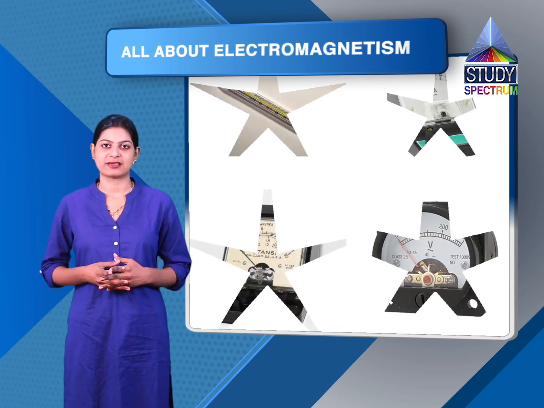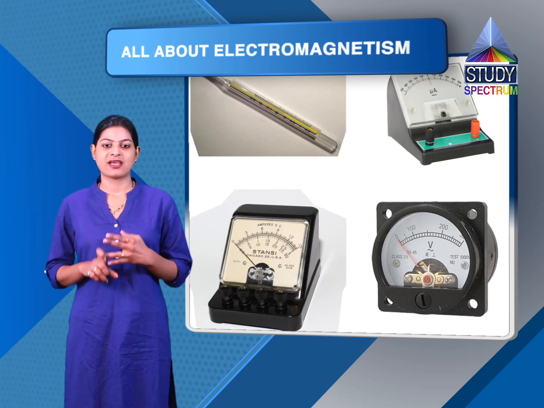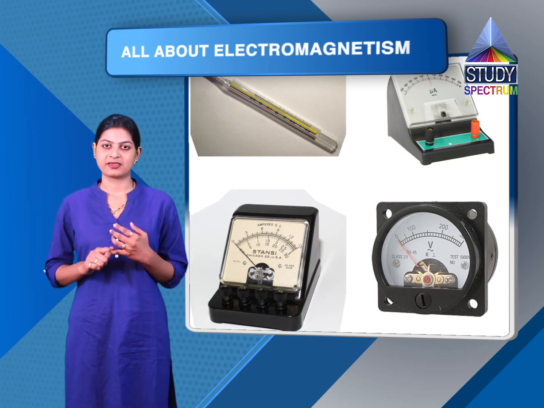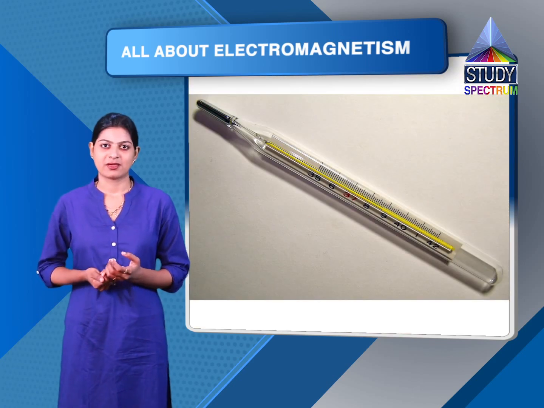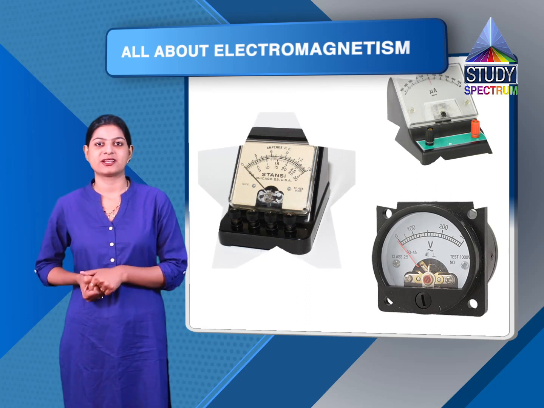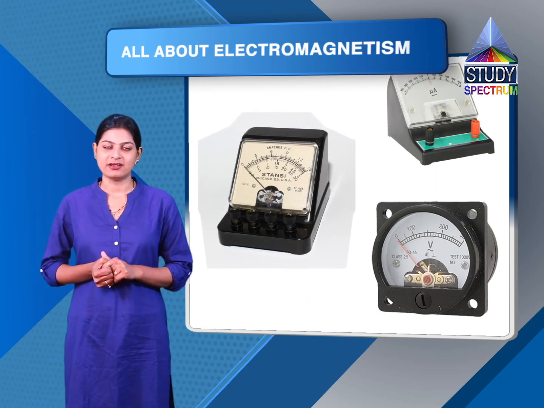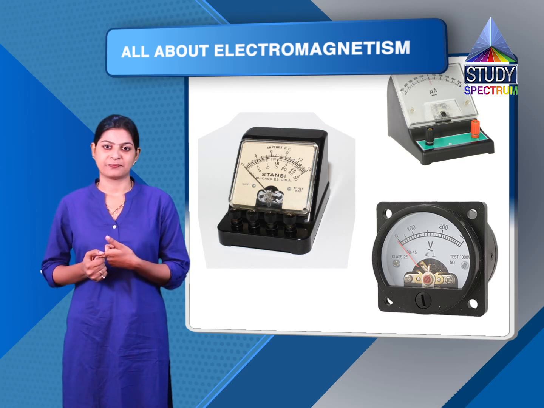The fourth question is voltmeter, ammeter, galvanometer and thermometer. Here, as we all know, thermometer is the odd one, because all the rest of the three can be used to measure something related to electricity or electric current, whereas the thermometer is used to measure temperature.